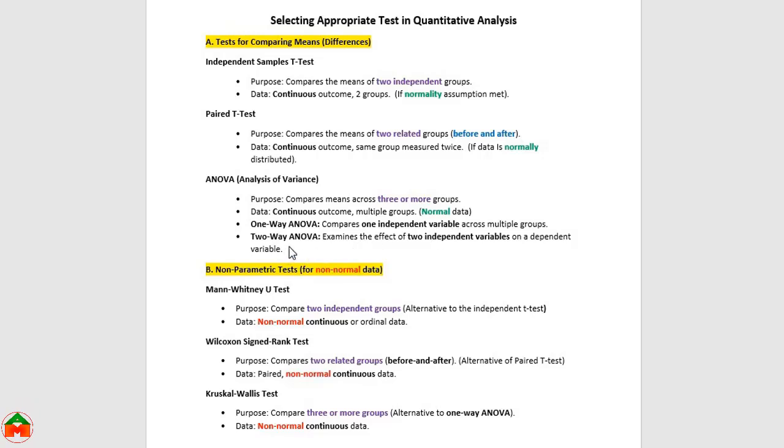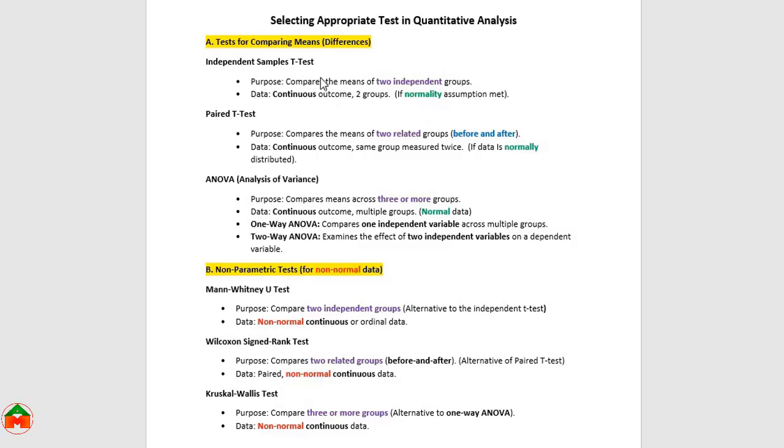On the other hand, we can also apply two-way ANOVA whenever we need to examine the effect of two independent variables on a dependent variable. For example, whenever you are examining the impact of diet and exercise level on weight loss, that means diet and exercise level are two independent variables and you are going to measure the impact on the weight loss.